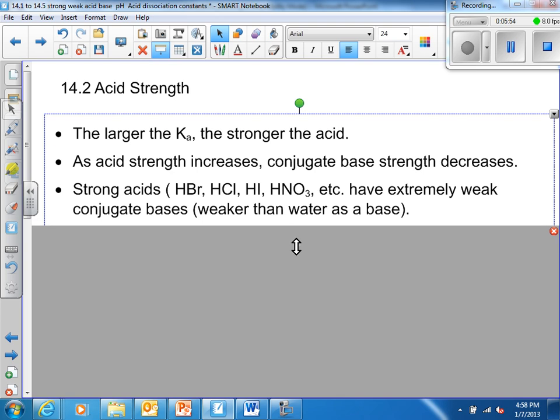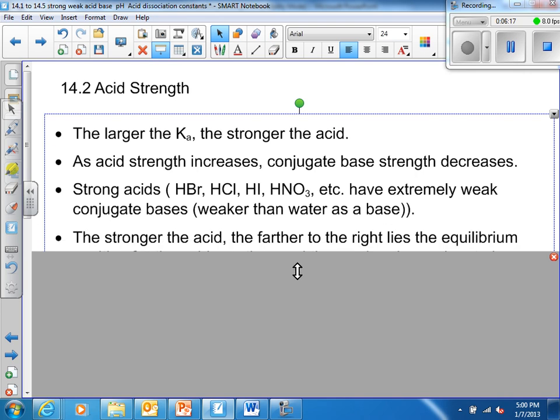Oh, there we go. That's what I just said. This second bullet right here implies the third bullet, that strong acids, HI, HNO3, HCl, H2SO4, have extremely weak conjugate bases. In fact, the conjugate bases of those strong acids are weaker than water when water is acting as a base.